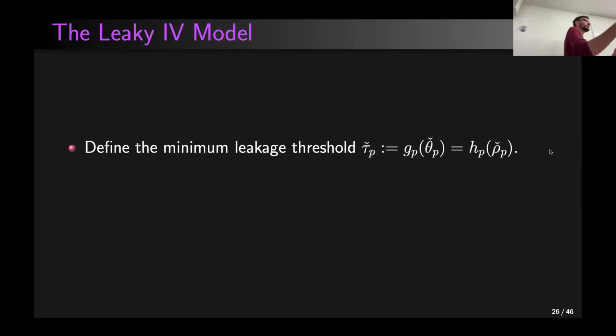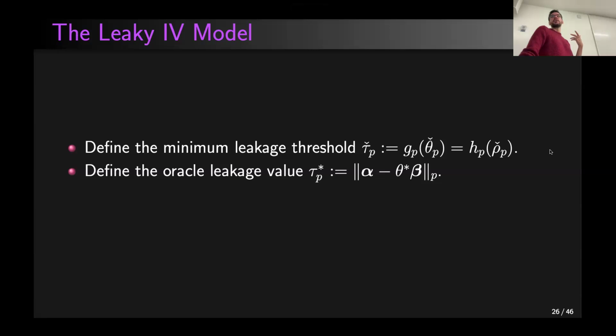Okay, so I've got a theta check, I've got a rho check. That means I have to have a corresponding tau check, right? Tau check is going to be what G gives me when I feed it theta check, or what H gives me when I feed it rho check. That is the minimum possible leakage consistent with the data. There's also an oracle leakage value. Remember I said if I had access to the oracle unobservable parameters, well, if I just plugged in the true ATE into this expression here, I would get tau star, the true leakage.